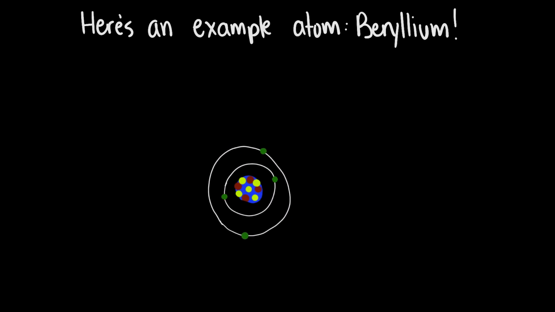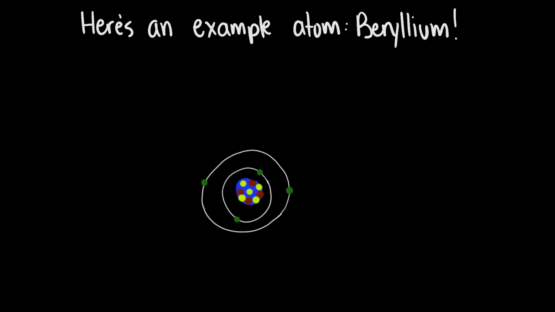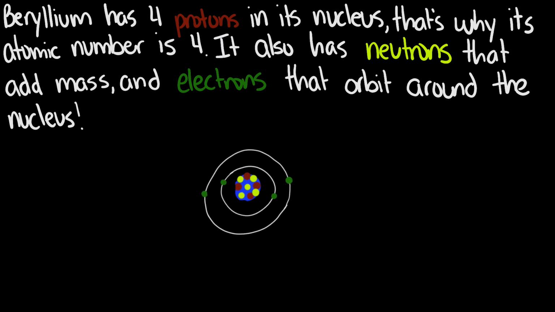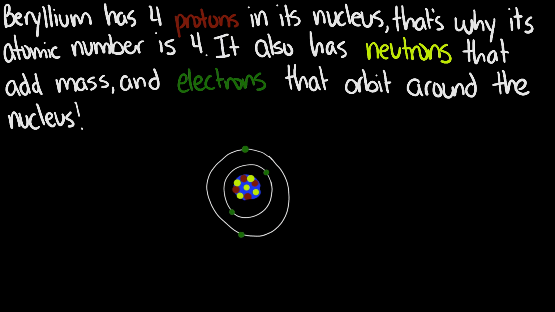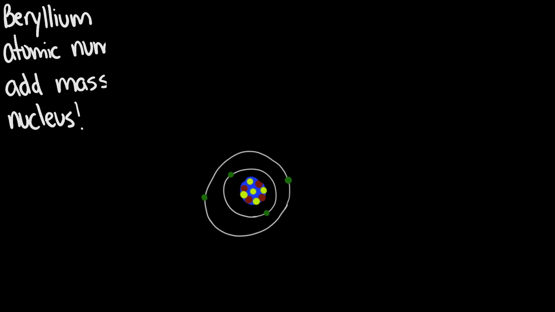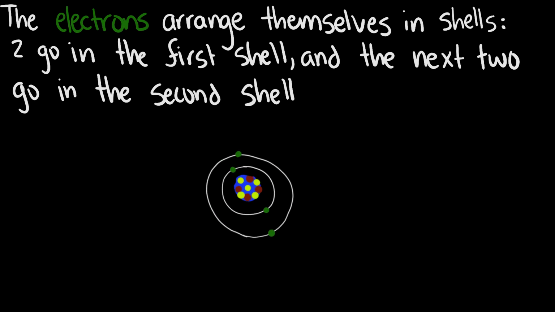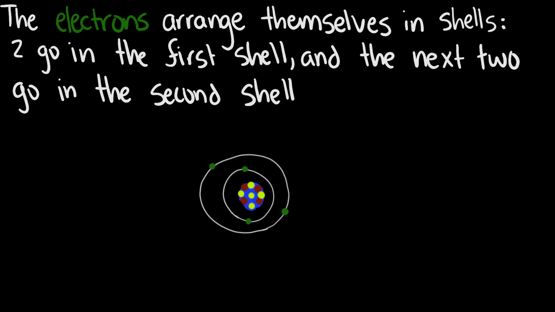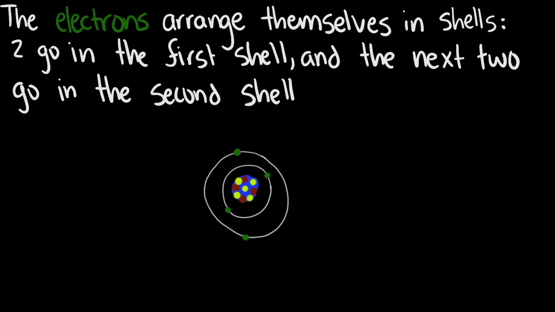Here's an example atom, beryllium. Beryllium has 4 protons in its nucleus. That's why its atomic number is 4. It also has neutrons that add mass and electrons that orbit around the nucleus. The electrons arrange themselves in shells. 2 go in the first shell and the next 2 go in the second shell.